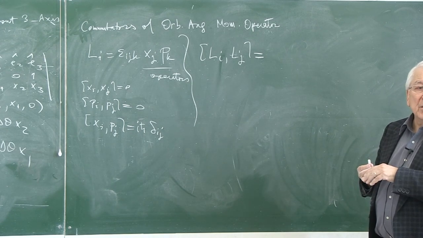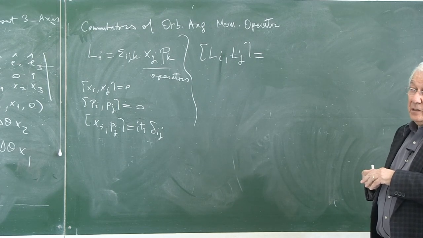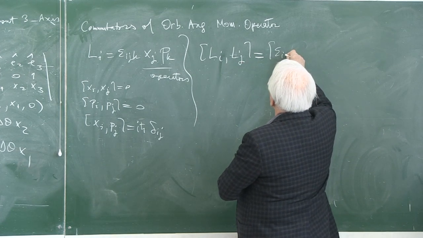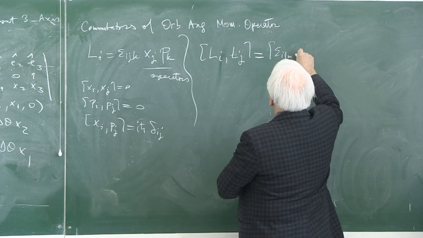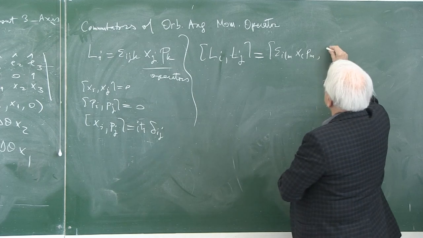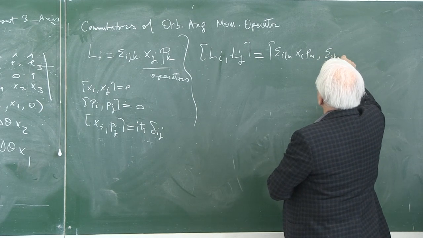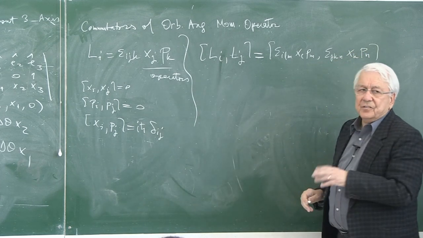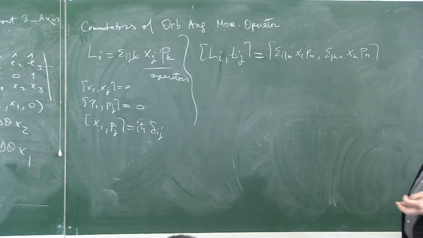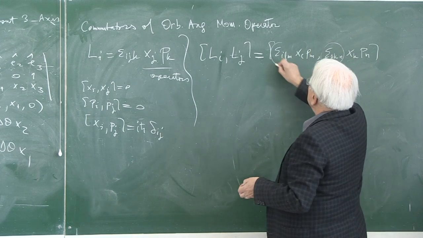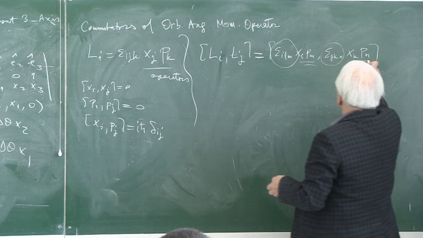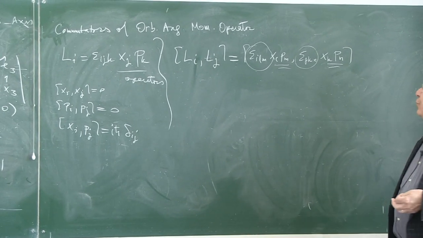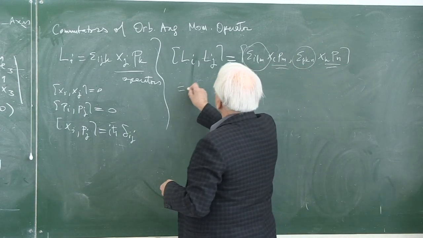You probably, most of you, are familiar with this. Instead of spending too much time, we can work it out easily. So what do I have? [l_i, l_j] = epsilon_ilm x_l p_m, epsilon_jkn x_k p_n. Summation over repeated indices is understood. That is how you compute the commutators easily, right? Move these constants out and then try to decompose these quickly. x and x, and p and p commute, therefore there are not too many terms coming from there.